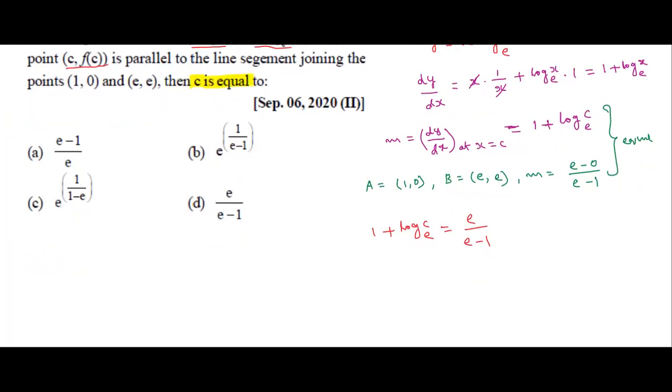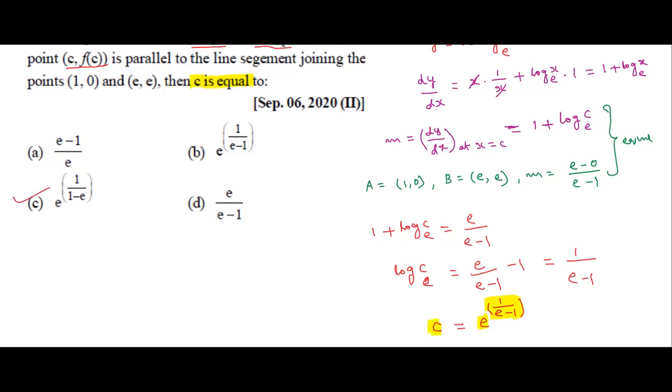Okay. Now logarithm of c to the base e is equal to e divided by e minus 1 minus 1. Now see, overall we get 1 by e minus 1. By using logarithmic definition, c is equal to e power 1 by e minus 1. This is the answer, c value. C value we got e power 1 by e minus 1. Students, which option correct? Third option.